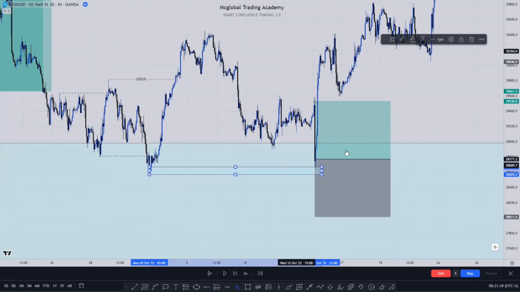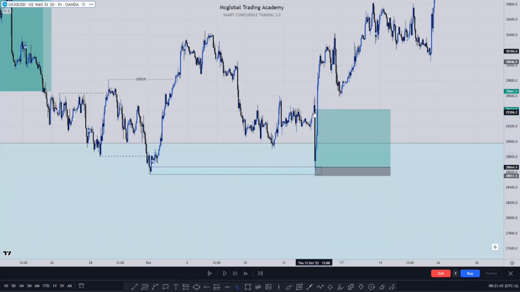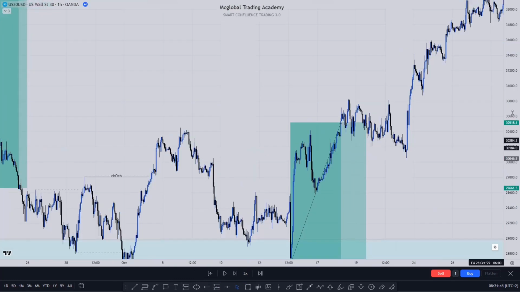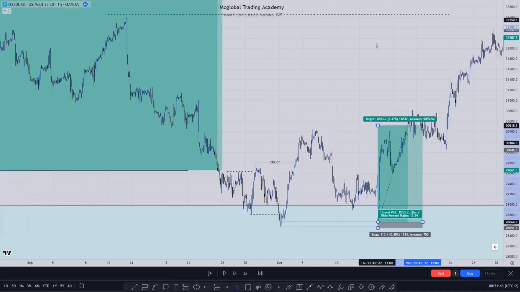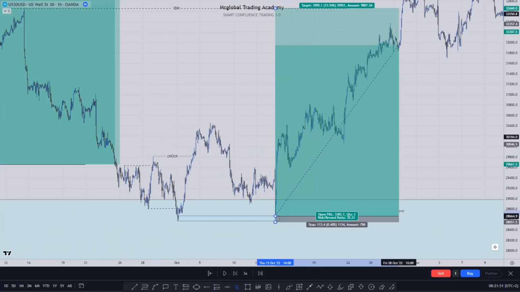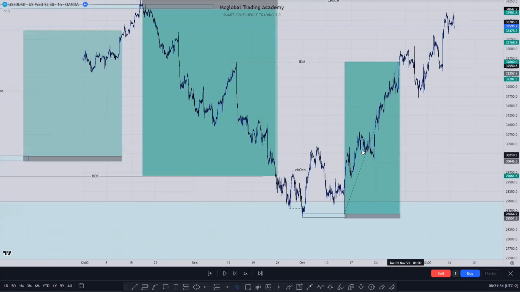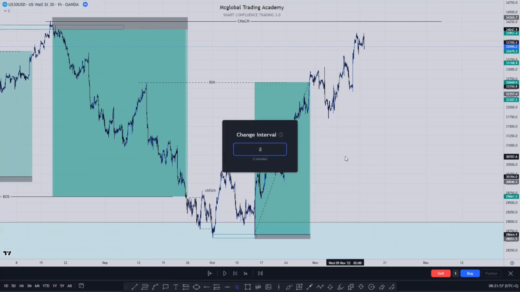This one was a higher probability entry. There you can even go as aggressive as you want. Then you would have stretched your target all the way to the inducement like this. Once you stretch all the way to the inducement, look at this. Beautiful.